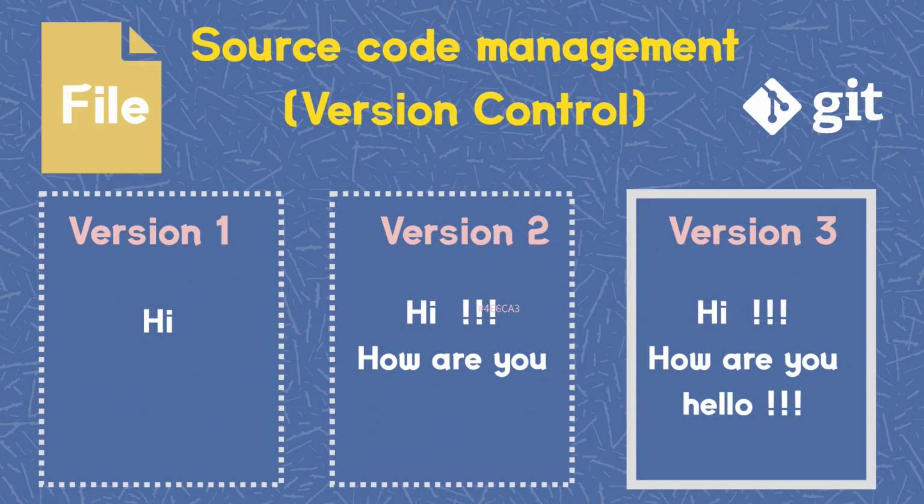Version control is a system that records changes to a file or set of files over time, so that you can recall specific versions later. A version control system, VCS, is a very wise thing to use.